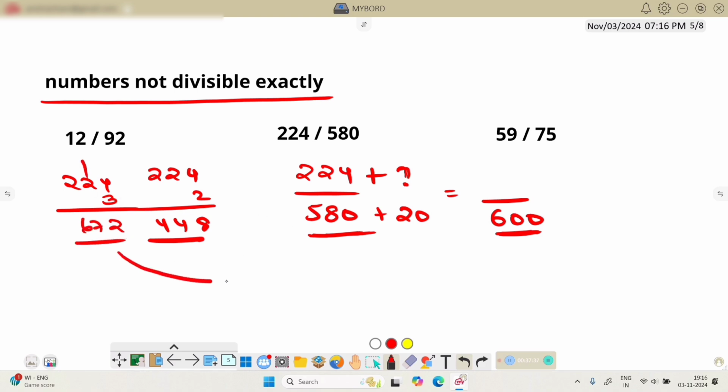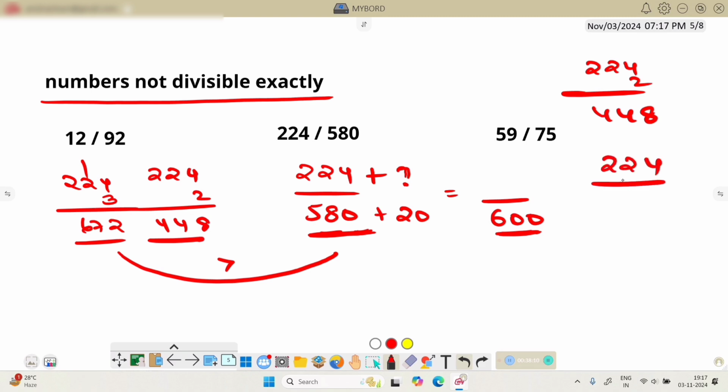Okay, so 672 is a bigger number than 580. That means your answer should be between into 2 and into 3. Now you just take 2.5, you will get nearer to the number 580. Okay. So how will you do it? 224 twos are how much? 448. So you simply halve the number 224. If you halve the number, you will get 112, and you just add 448 and 112.